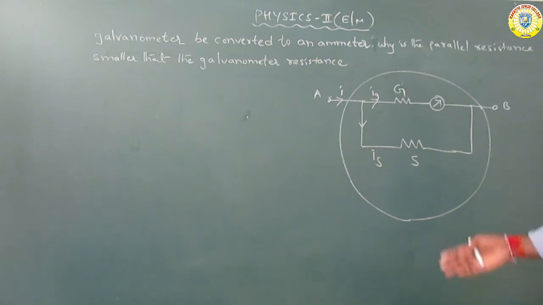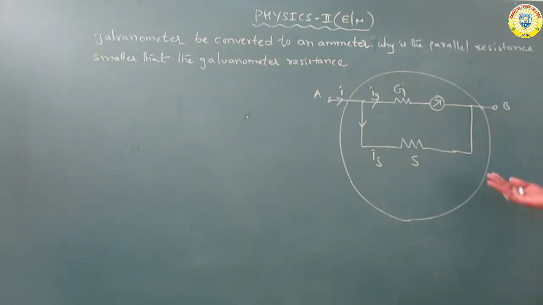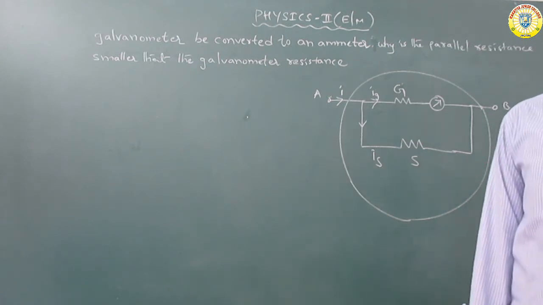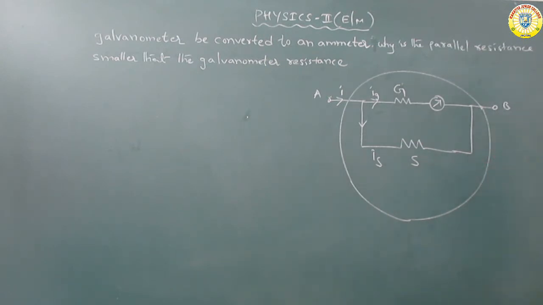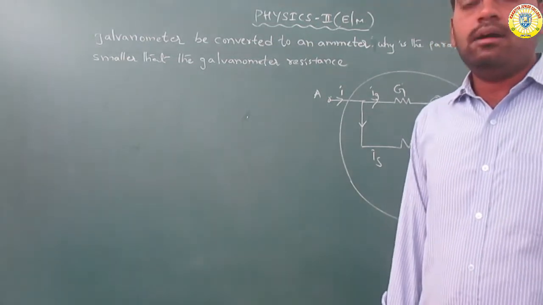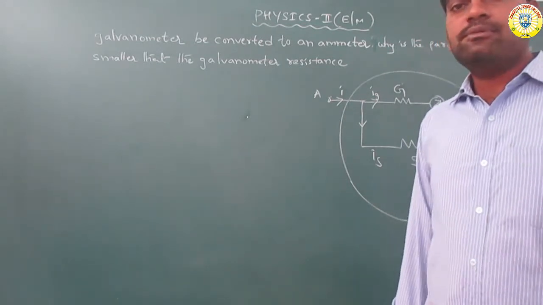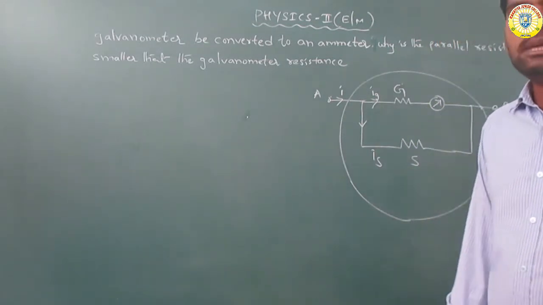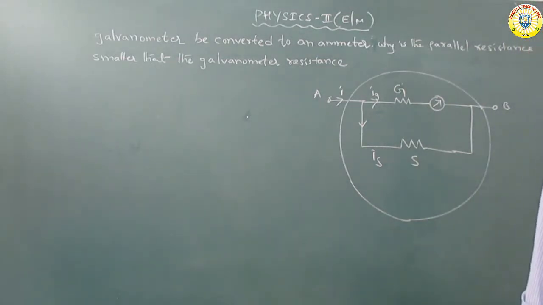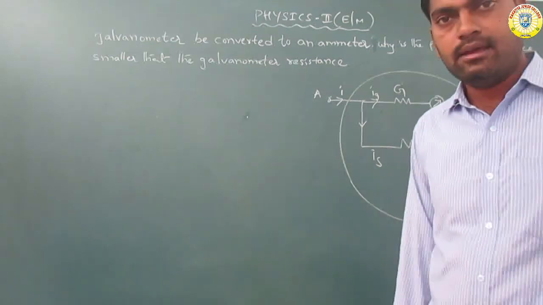The shunt resistance is a very small resistance connected in parallel to the circuit. The ammeter measures the current. An ideal ammeter is taken, and the resistance of the ideal ammeter is 0. What is resistance? It opposes the flow of charge, the flow of current, the flow of free electrons.